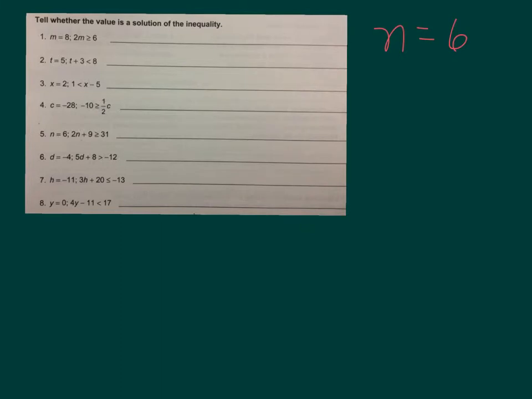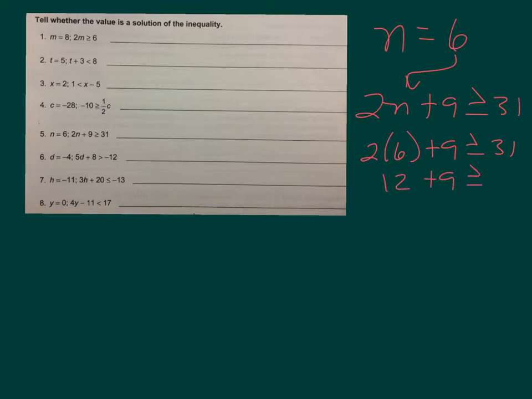And the inequality is 2 times n plus 9 is greater than or equal to 31. Now we're going to plug in that 6 right here. So we're going to get 2, plug it in, put parentheses around it, plus 9 is greater than or equal to 31. Now 2 times 6 is 12. 12 plus 9 is 21. So this is 21 is greater than or equal to 31. That is not true because 21 is not greater than or equal to 31. So number 5 is not a solution. So n is equal to 6 is not a solution.